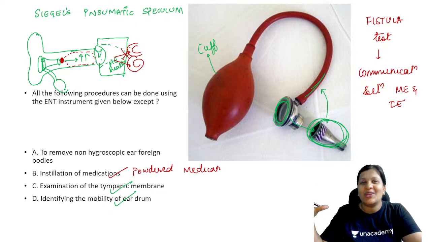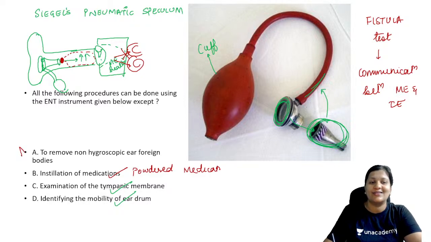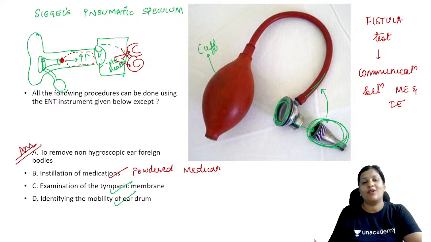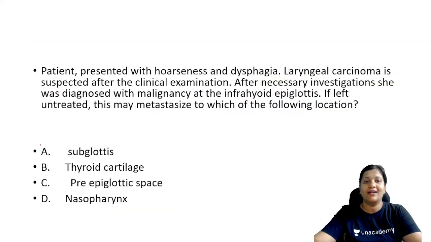But is there any role of this instrument in removal of foreign body? Unfortunately not. So the answer is that removal of foreign body is not one of the uses of this instrument, which is Siegel's pneumatic speculum. Okay, so I think this is clear to everybody. Hello, Irfan. Let's go to the next question.